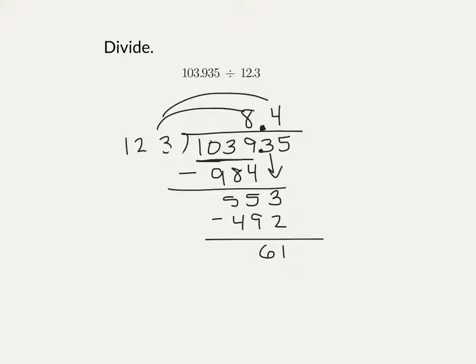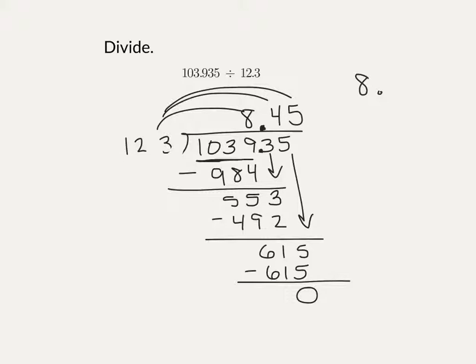And then we'll bring down the 5. And 123 goes into 615 5 times. And when we multiply 123 times 5, we get 615. So our remainder is now 0. So we know that our answer is 8.45.